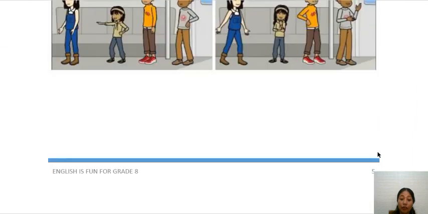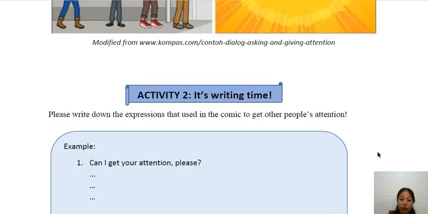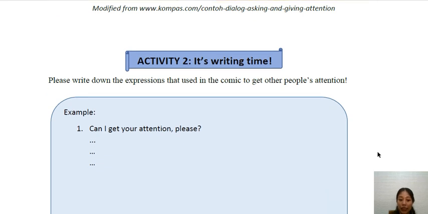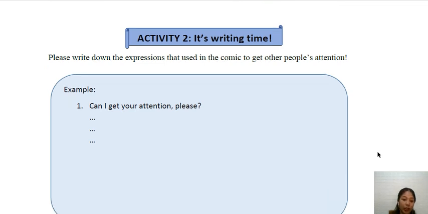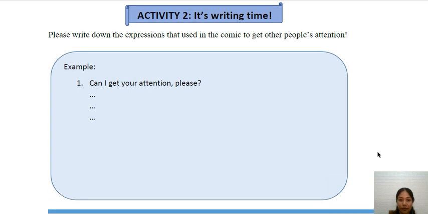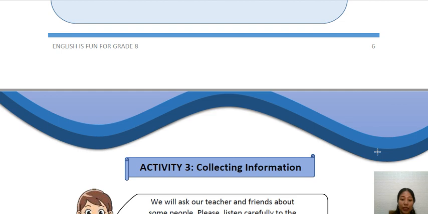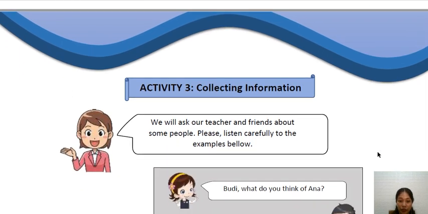After reading the comic, the teacher can ask the students to move to activity 2 to write some expressions that are used in the comic in order to get other people's attention. In this section, the teacher must give some explanation related to asking and giving attention. Next, we move to the next material, which is appreciating others in activity 3.